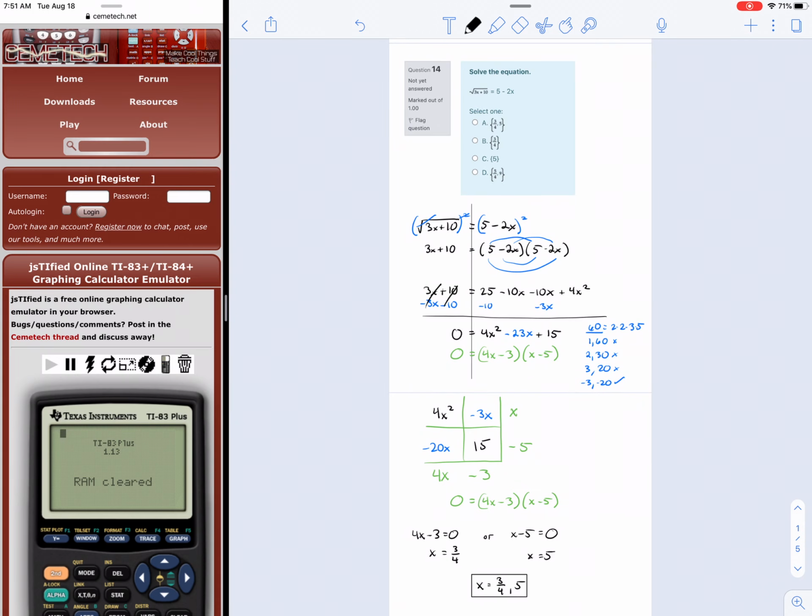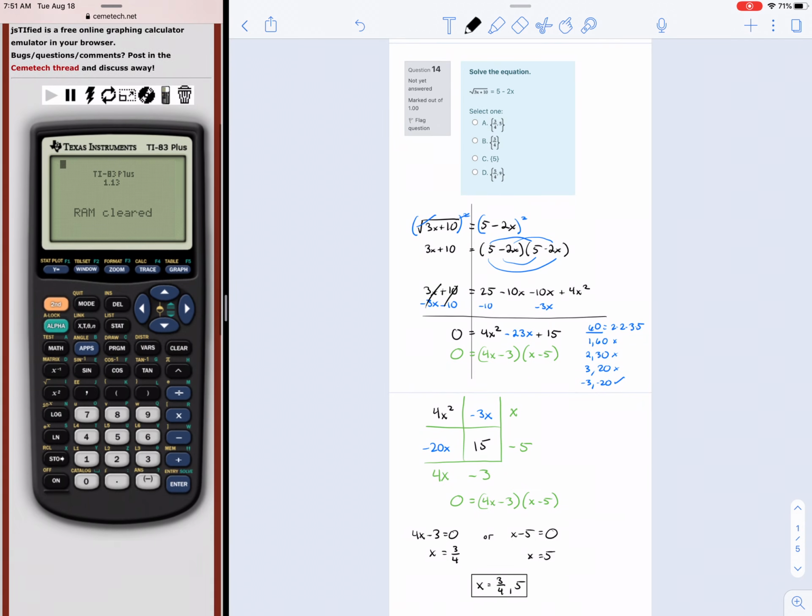Again, we want to check these results in the context of the original, so I'm going to use my graphing calculator to do this. If we look at the original, if the left side is equal to the right, and we subtract them from each other, we should get an answer of 0. So I'm going to say the left side minus the right side, plug in each of these answers. In either case, we should get 0.